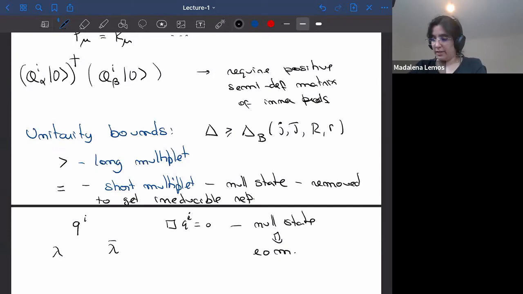And these multiplets are called short precisely because they are shorter. They have fewer states than a normal multiplet because you cannot act as much as you want. This means that if you act twice with P mu, you get zero.